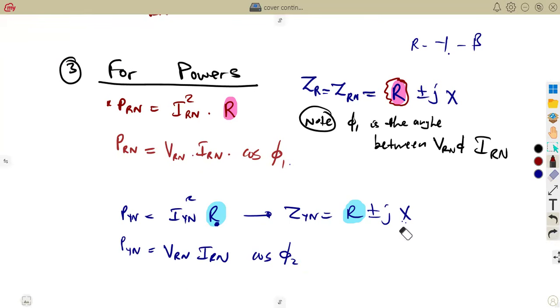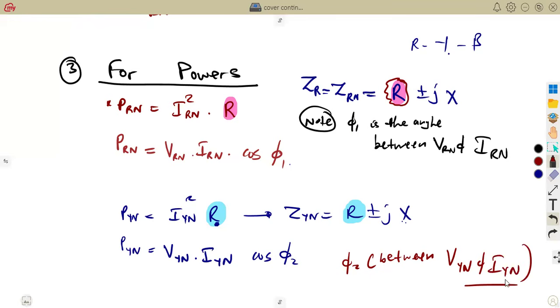Where am I taking this one? All right, this is the yellow phase. Here we are on the yellow phase, guys. So it's the angle between this voltage and current. All right, this phi 2 is between what? It's going to be between the voltage of the yellow phase and also the current of the yellow phase, just like that. The blue phase, do the same thing, guys.